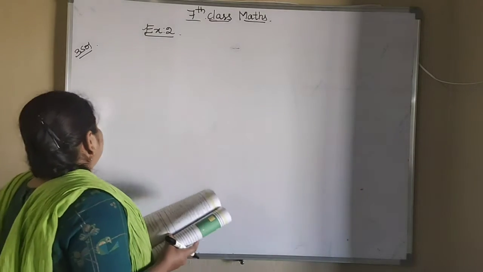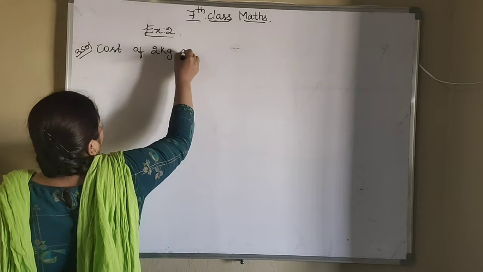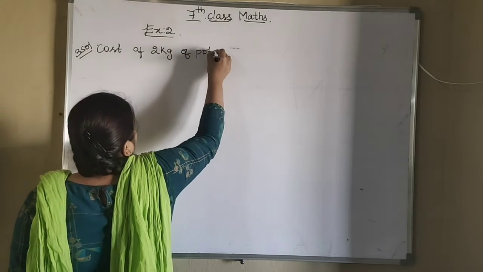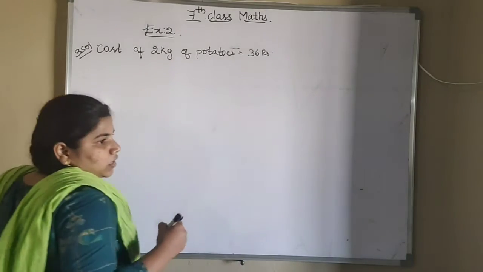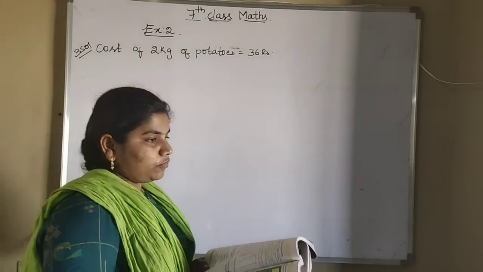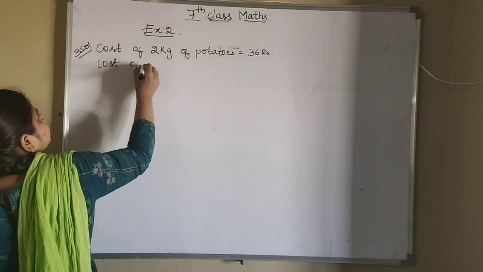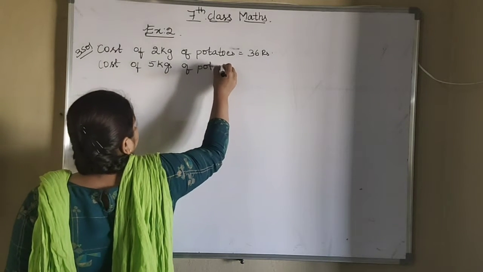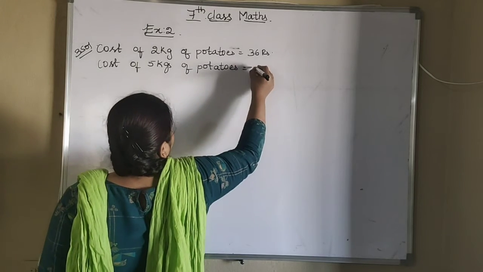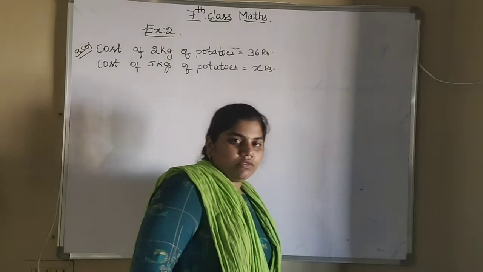So see the solution. First, what will you write? Cost of 2 kgs of potatoes is how much? 36 rupees. So we have to find the cost of 5 kgs of potatoes. So cost of 5 kgs of potatoes. We don't know the rupees value, so we will take it in the form of x rupees. So by using proportion we will find this.